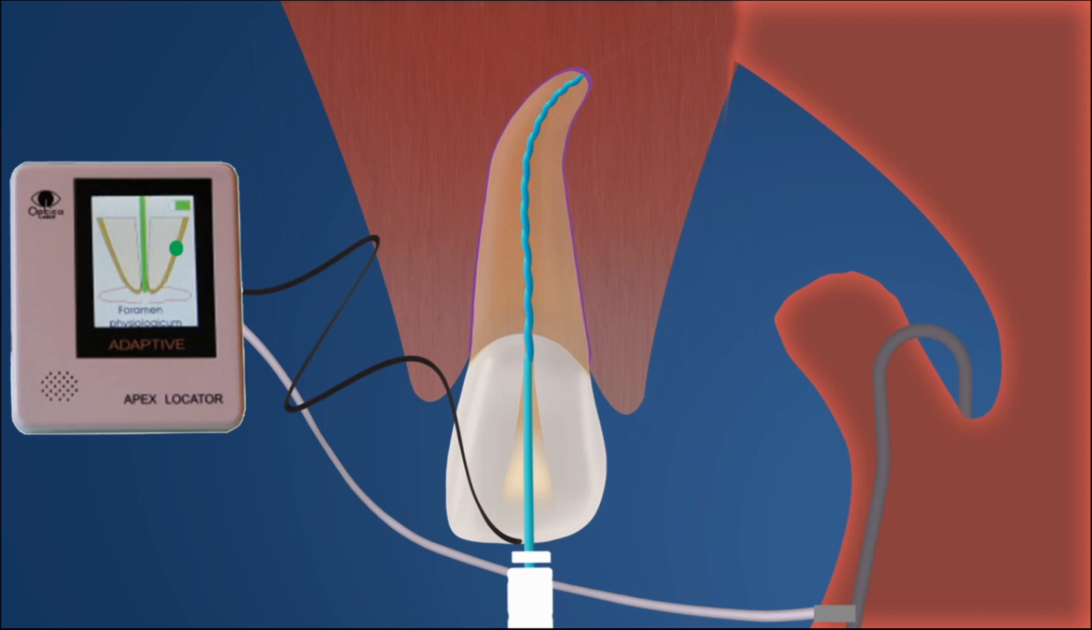The advanced apex locators don't follow the same working mechanism, but for easy understanding, let's follow this mechanism, which is partly correct. Apex locators send impulses in the form of electric current. This will travel through a connector wire through a file clip. This wire is attached to the endodontic file. The impulse now travels through the endodontic file and reaches the tooth apex.